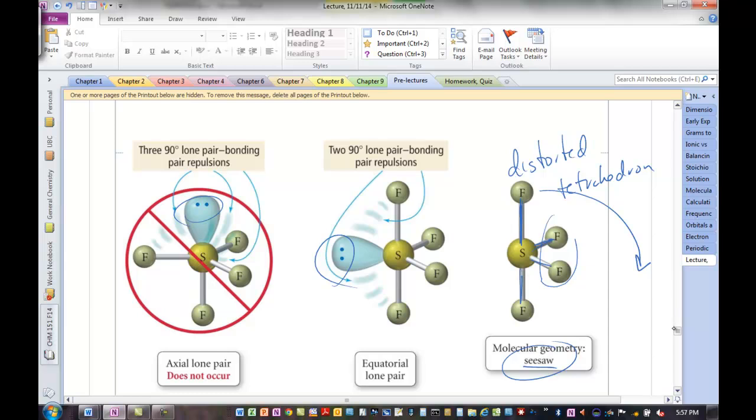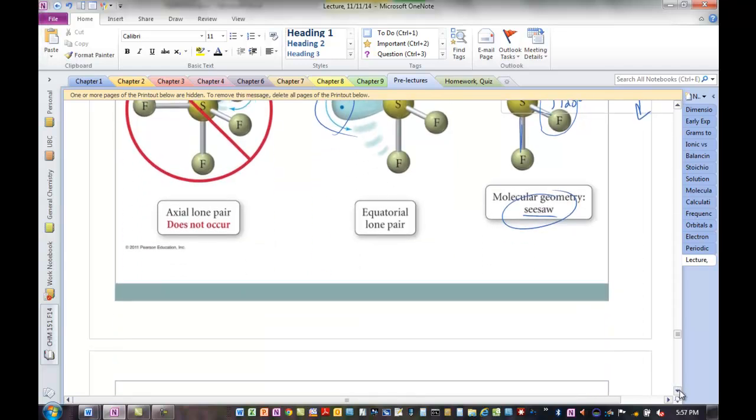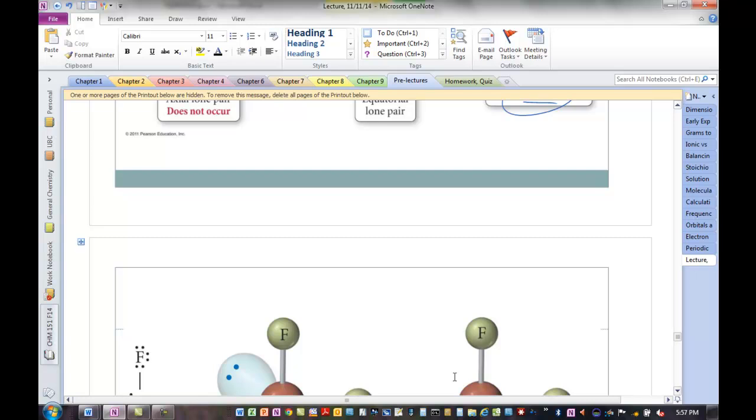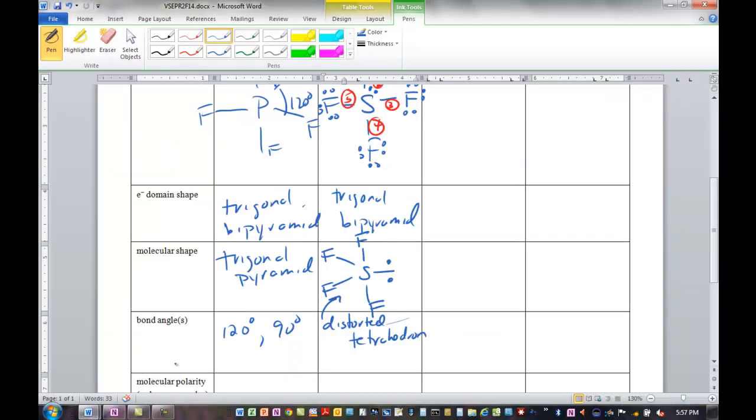And what about bond angles? We still have approximately 120 in the plane, and we still have 90. So if we go back, and I don't think we have more on this slide that's related to this molecule. Let me just double check before I move back. Nope, that's the next molecule. So bond angles are still going to be about 120 and 90.